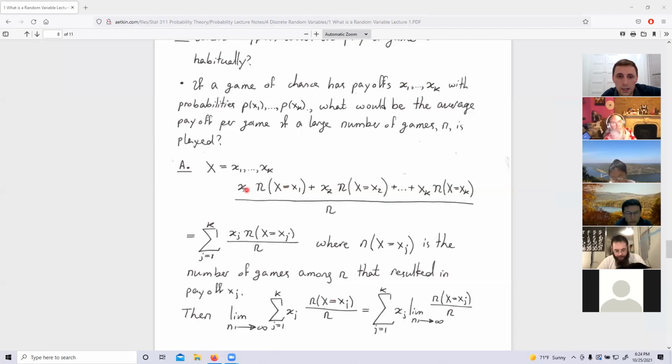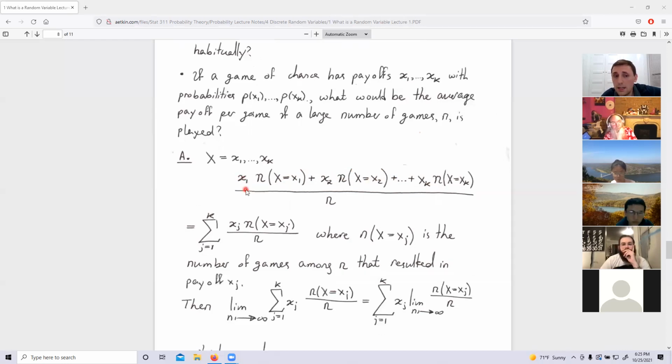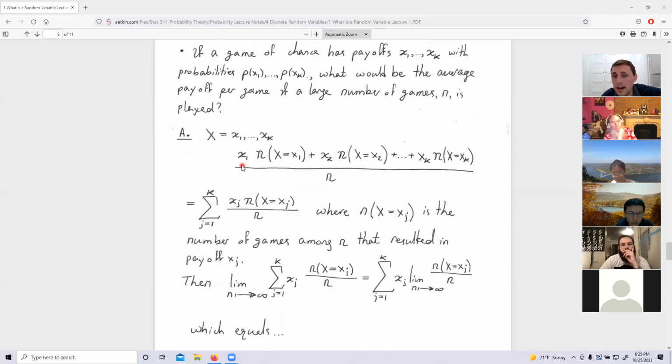So this is the price per game, and that produced our payoff x1, and this is the payoff x2 times the number of games that produced that payoff, and onwards. You look at this expression and then you sum them up. That's the average that you received per game. You understand?